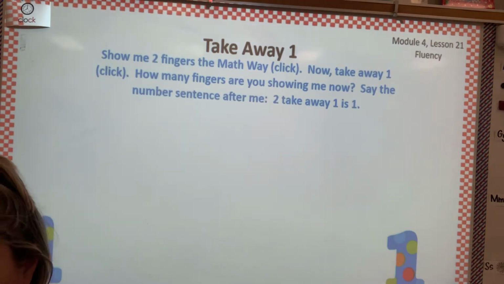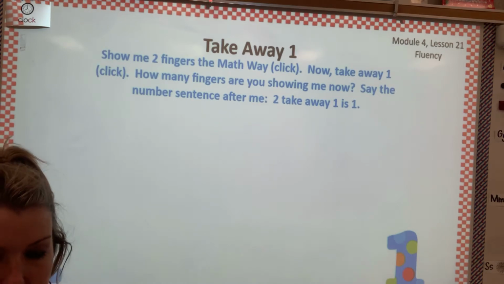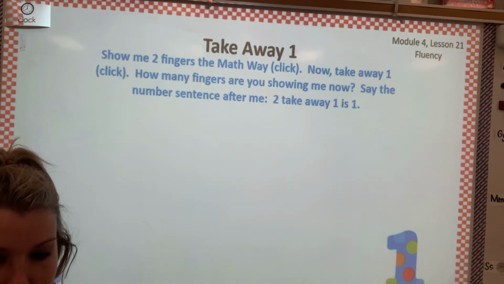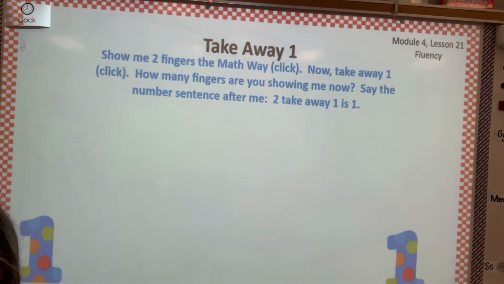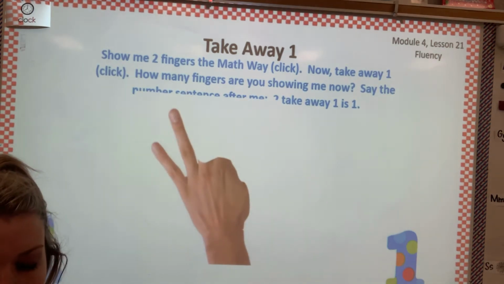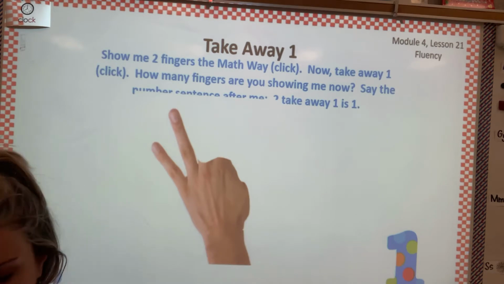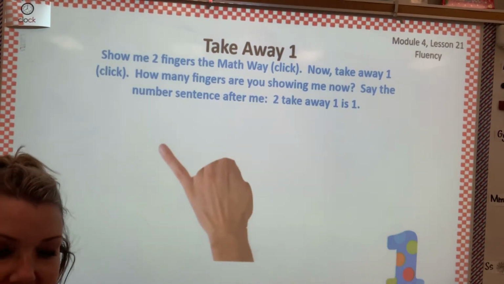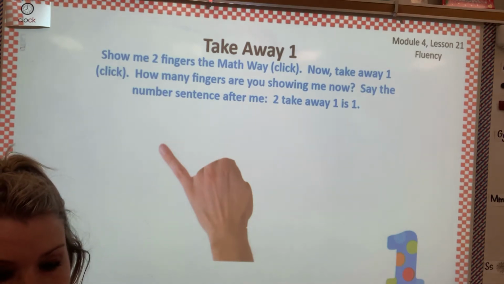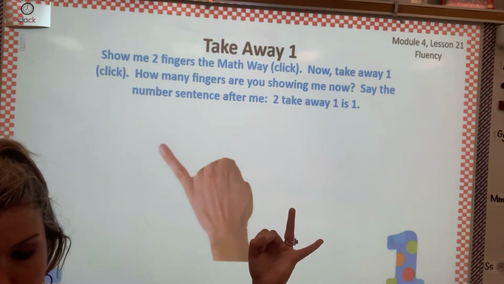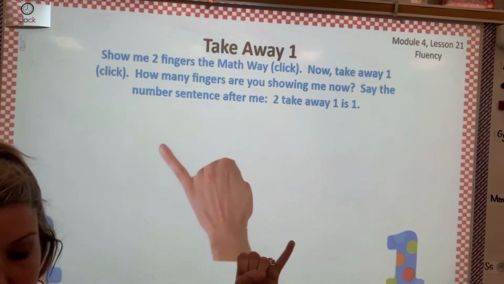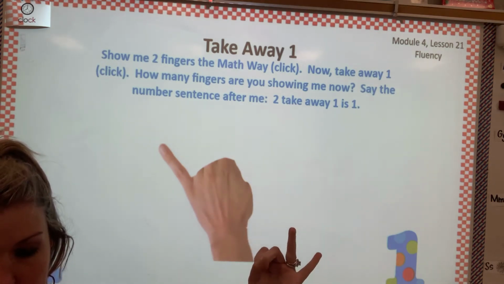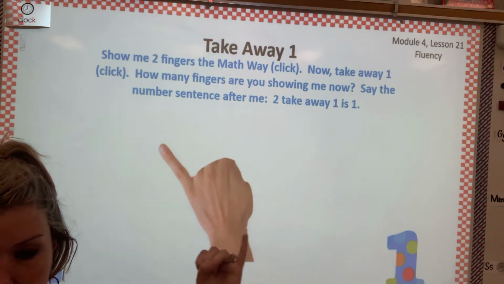Very good. Show me 2 fingers the math way. Awesome. Now take away 1. How many fingers do you have left? 1. 2 take away 1 is 1. Say it with me. 2 take away 1 is 1.